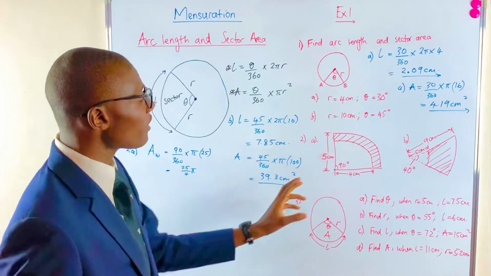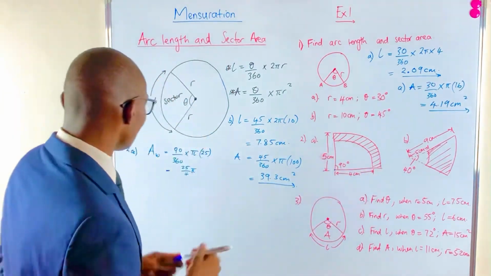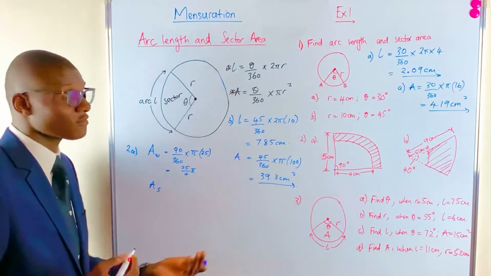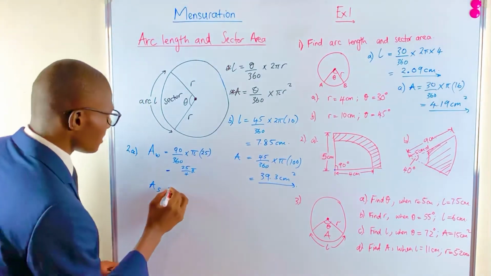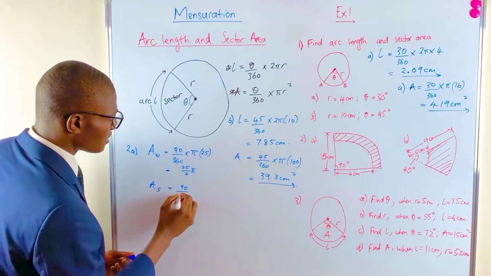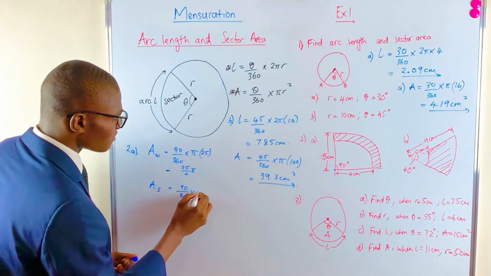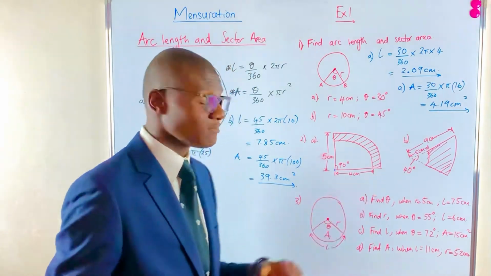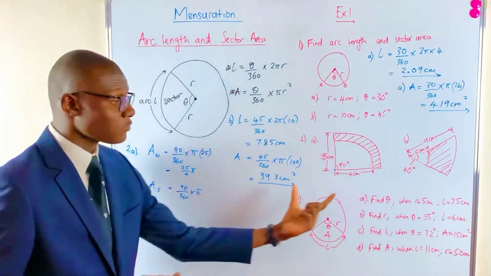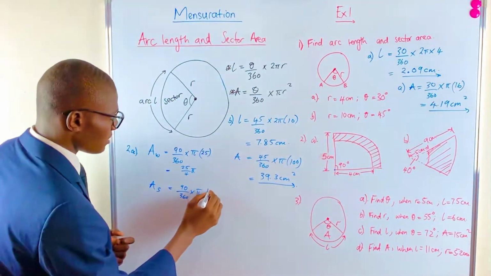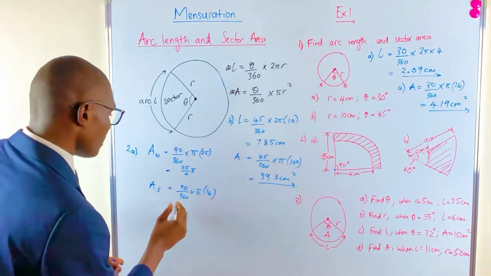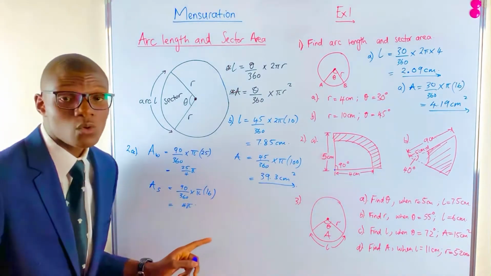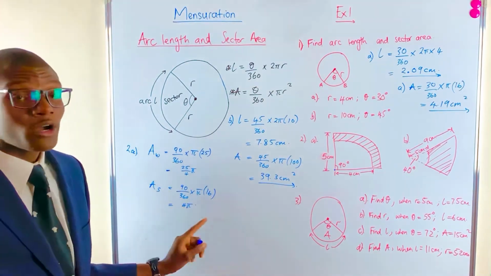And then the area of this unshaded sector, let me say S for the smaller sector. We're saying theta, 90 degrees, over 360 times pi r squared. In this case, r is 4 centimeters, which means r squared will be 16. Then this would be 4 pi, because we get 1 over 4, then 4 into 16, you get 4 times the pi.